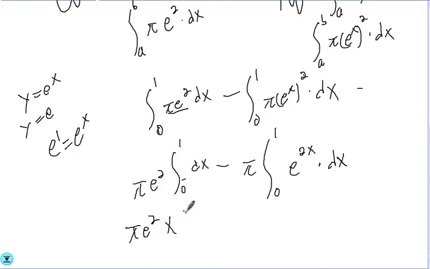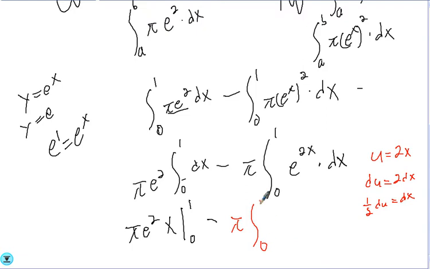However, this integral, we're going to have to do a u substitution. So my u substitution is going to be 2x. My du is going to be 2 dx. So I have to have 1/2 du is equal to dx. So now I can replace that here. So I get pi integral 0 to 1 of 1/2 e to the u du.